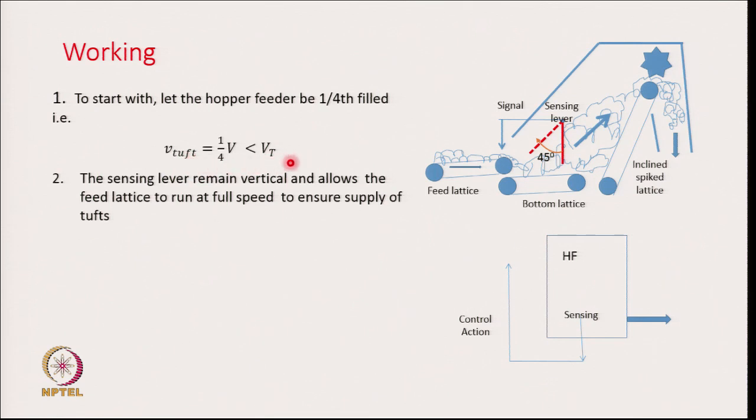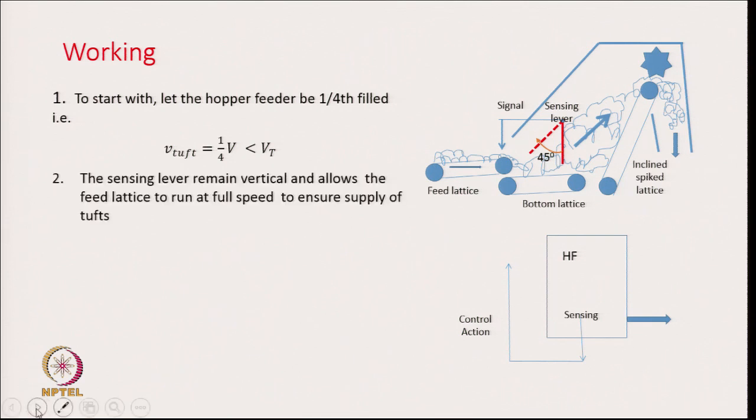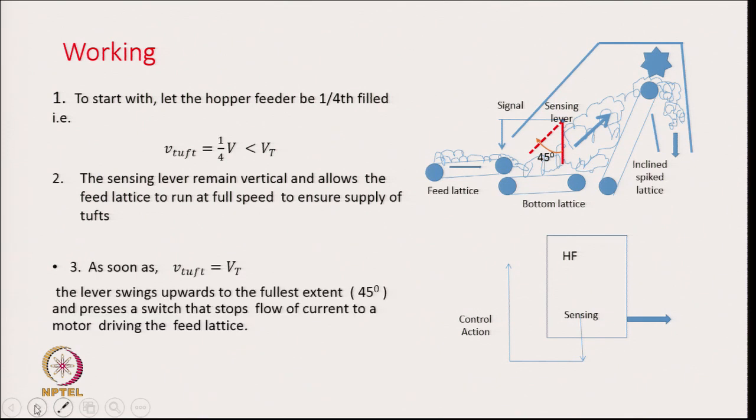Our target is we have to go to the level of V t. The sensing lever remains vertical, and in this case it will allow the feed lattice to run at full speed, and therefore the material will be delivered from the feed lattice to the hopper. It will keep on receiving material and the feed lattice will keep on delivering material. As soon as the volume of top within the bin reaches the target volume, and what is the target volume? It is 3/4 of total volume, that is 3/4 V.